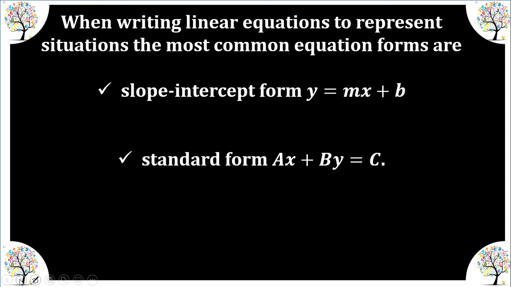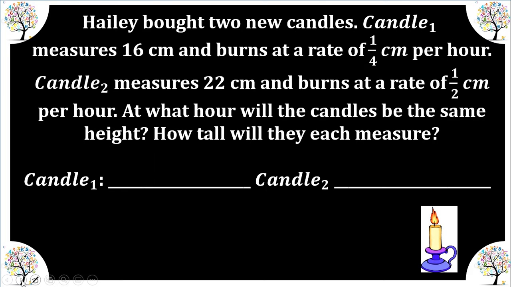So when we write these, we are either going to write our equations in slope-intercept form. If we have a constant rate of change, we will use slope-intercept form. If we do not have a given constant rate of change, we will write our systems in standard form. And then we will decide if we're going to use elimination or substitution to solve the system.